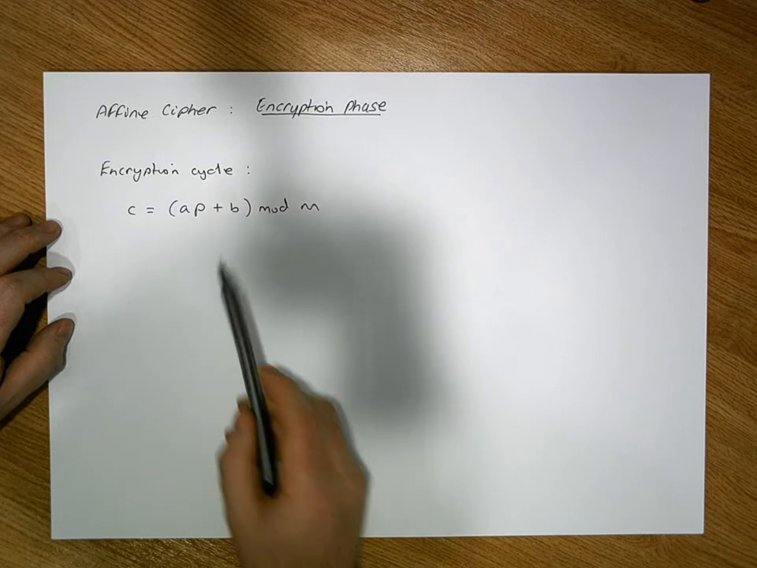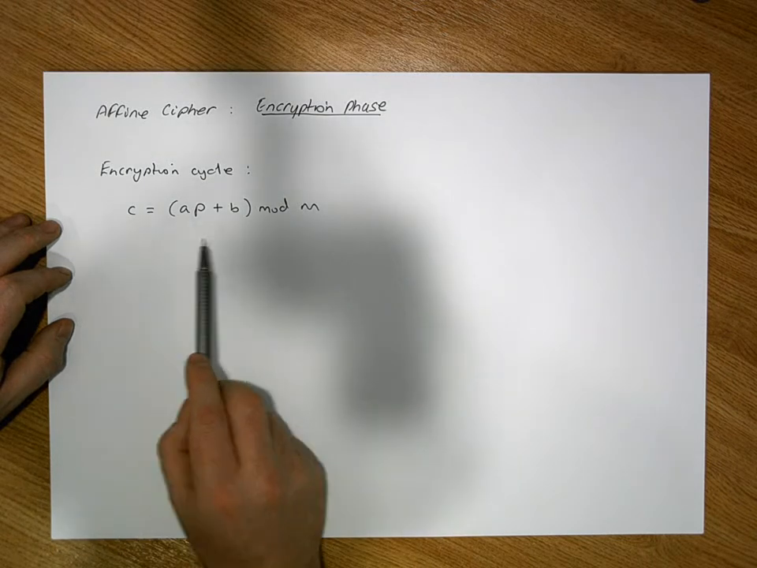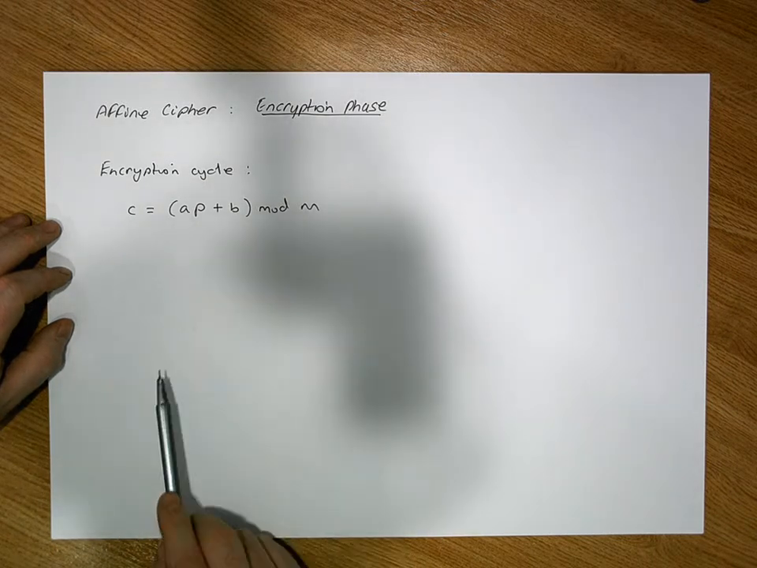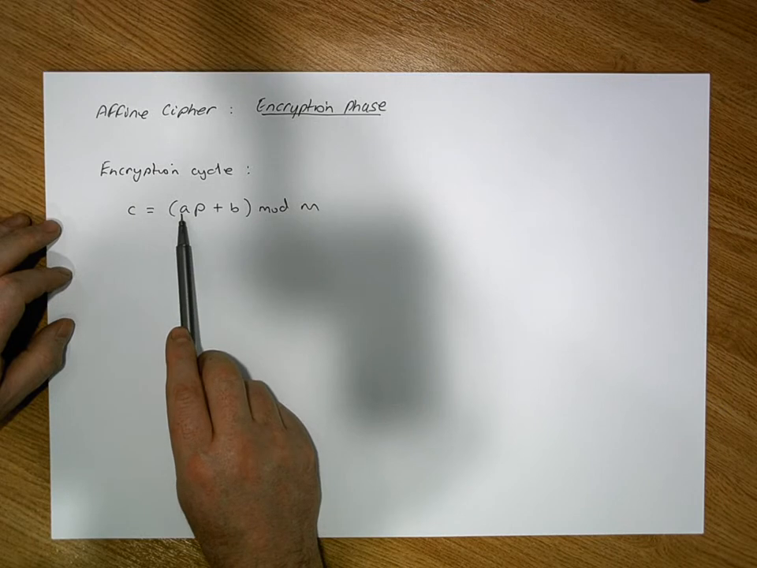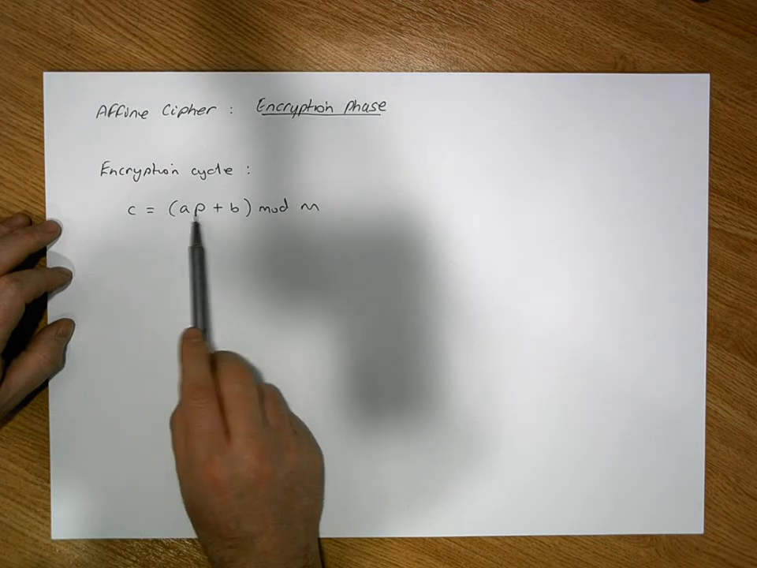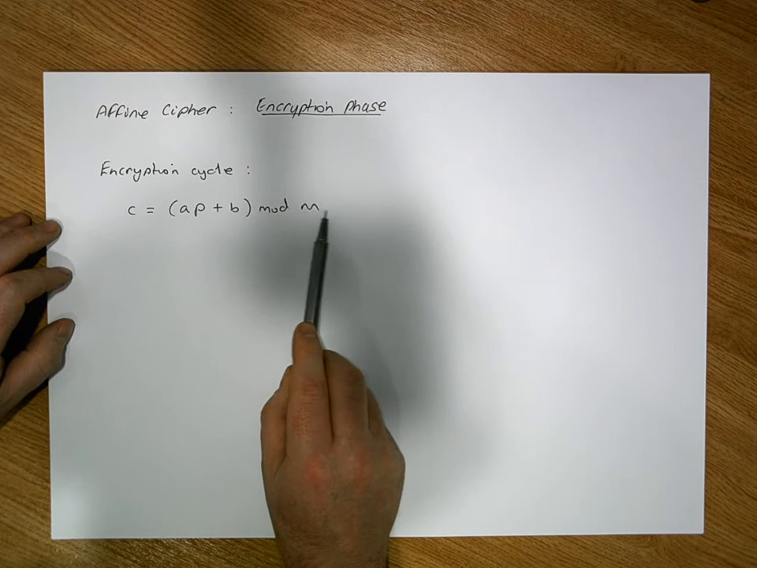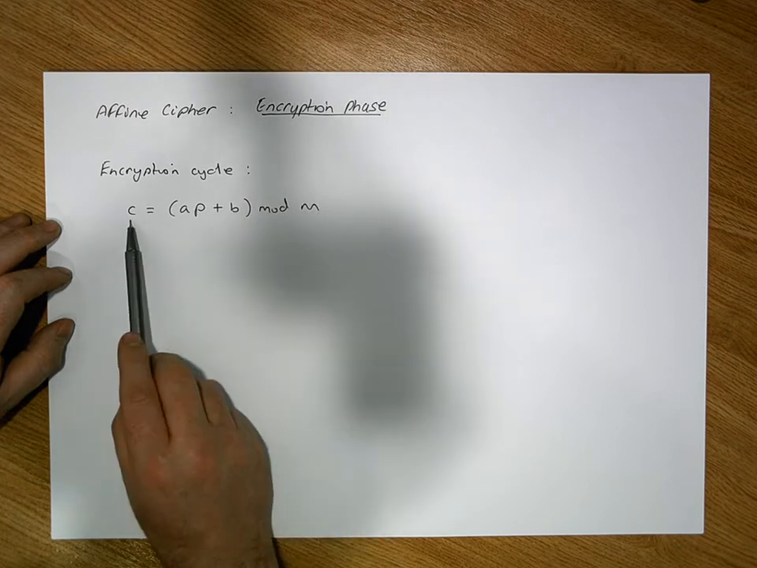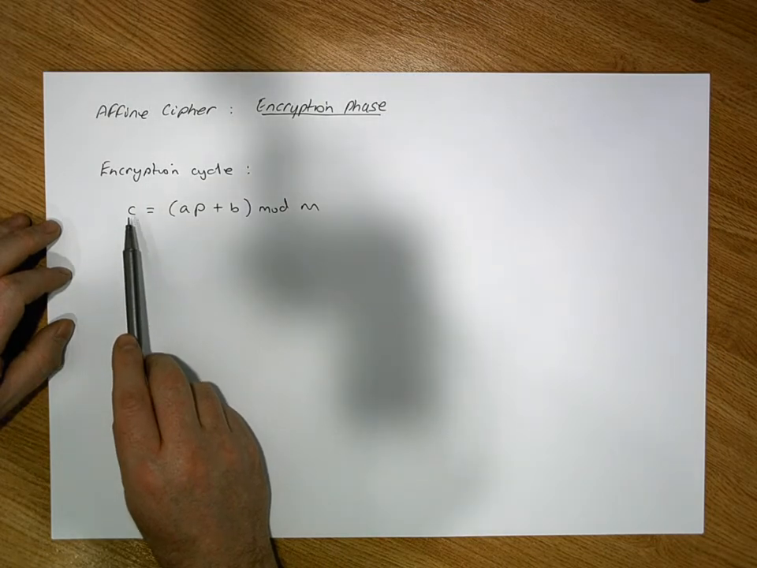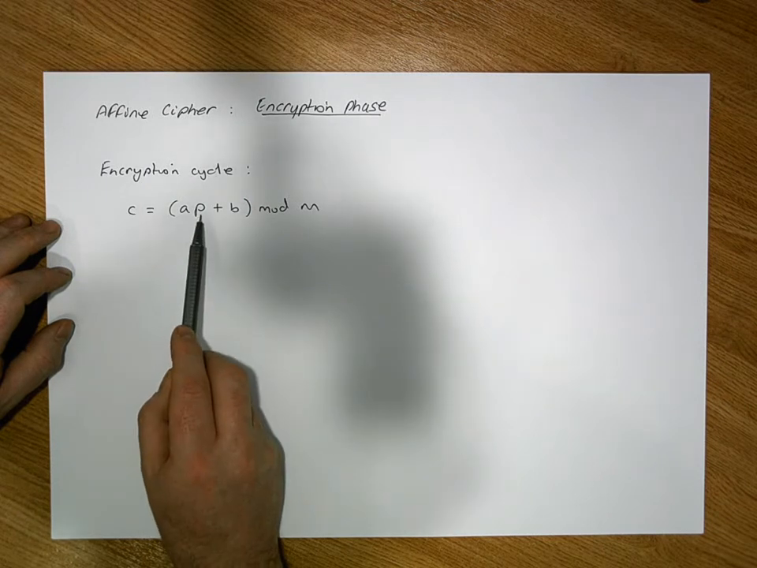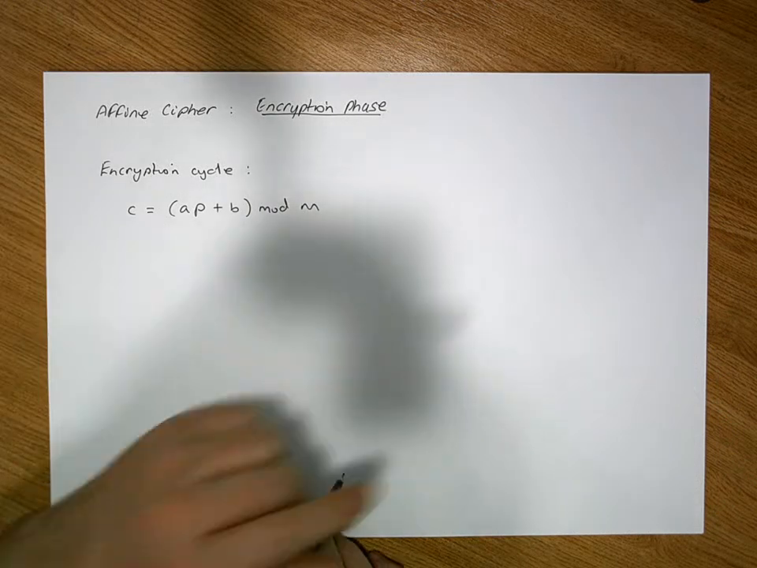Once you have the number a, the number b, and your alphabet size, you take a character in your plain text, convert it into a number, multiply that number by the value a, add on b, and then find the remainder after division by your alphabet size, m. This gives you another number, the ciphertext number, which when we look it up in our alphabet gives us the ciphertext character associated with the plain text character p. So that's the encryption cycle.